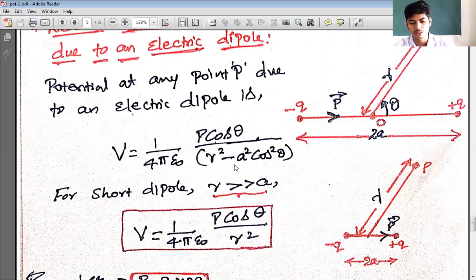So in comparison with R, A square cos square theta will be ignored. So for a short dipole, electric potential at any point is given by V is equal to 1 by 4 pi epsilon naught P cos theta divided by R square. Is this clear? Remember the equations.